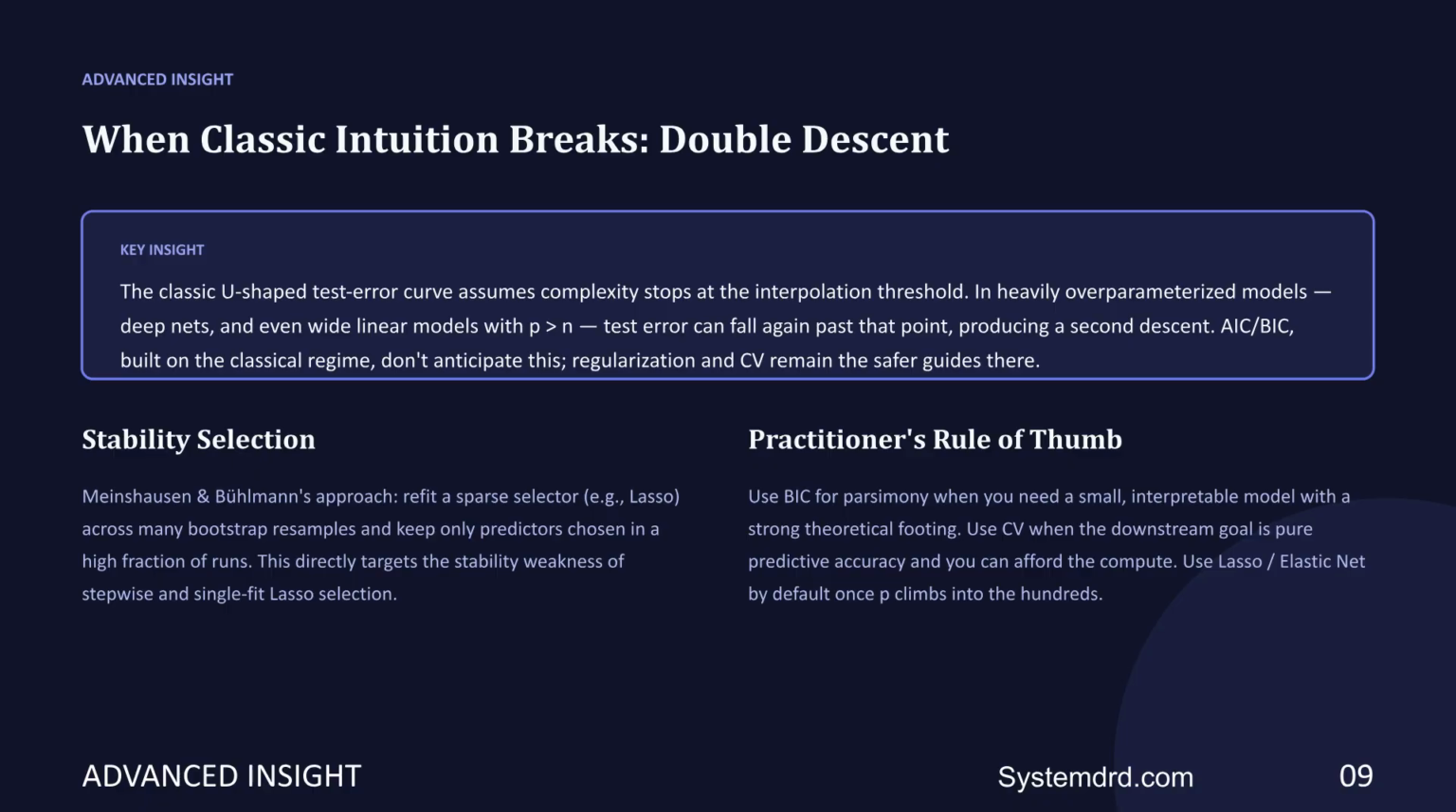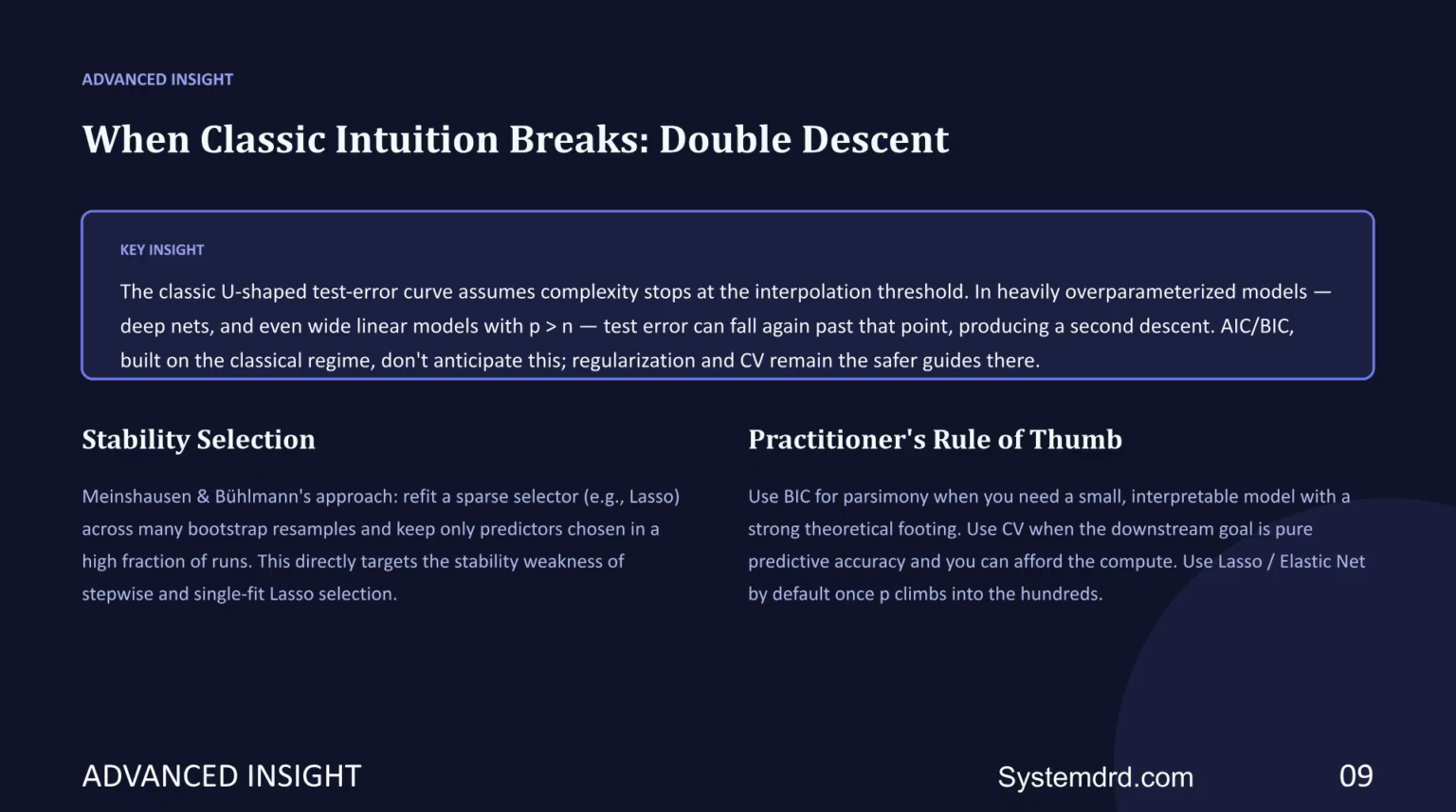I also want to highlight stability selection from Meinshausen and Buhlmann. The idea is straightforward but powerful. Instead of trusting a single fit of a sparse selector like Lasso, you refit it across many bootstrap resamples of your data, and you only keep predictors that get chosen in a high fraction of those runs. This directly addresses the stability weakness we flagged earlier with stepwise and single-fit Lasso selection.